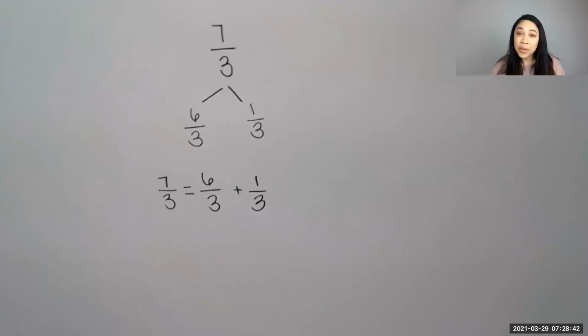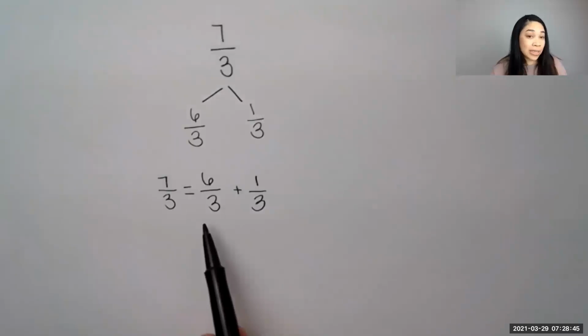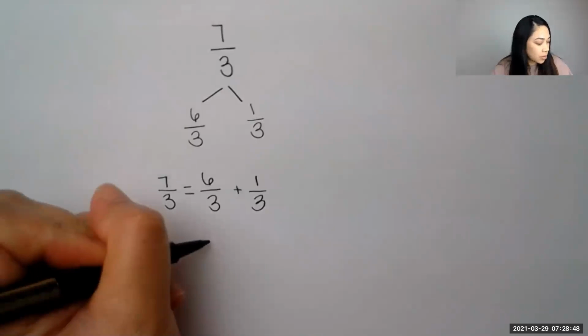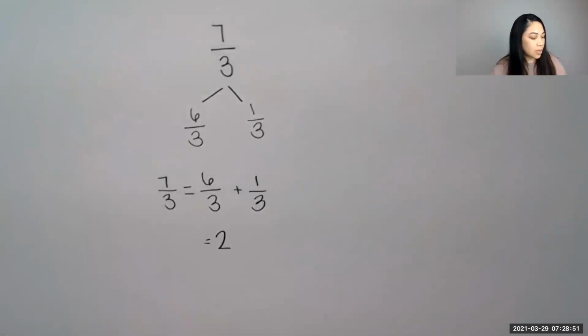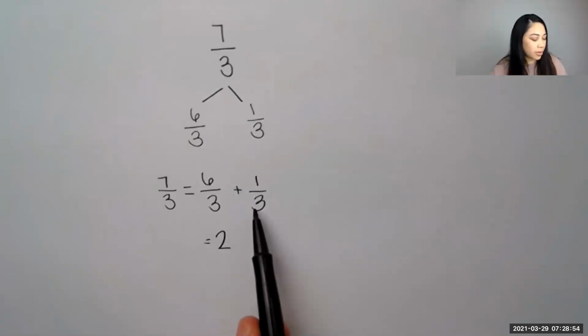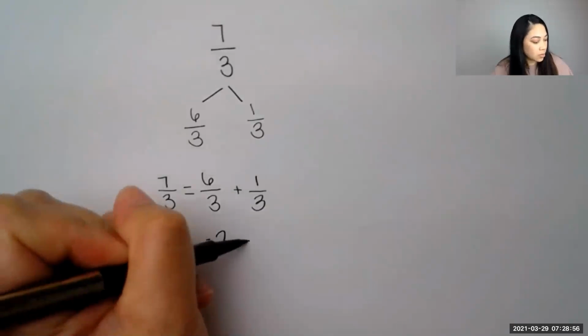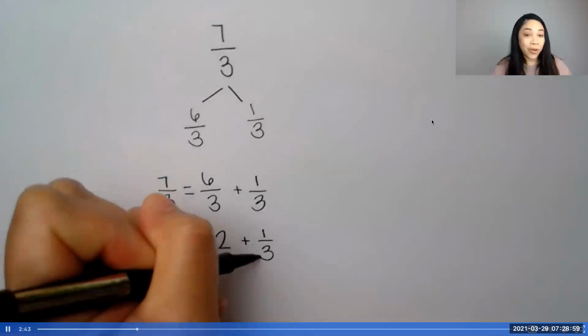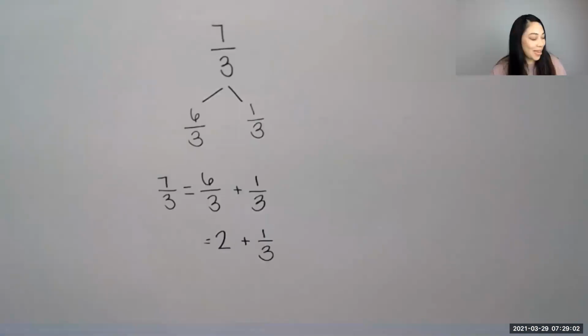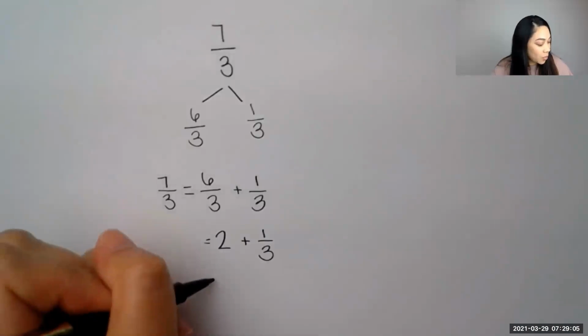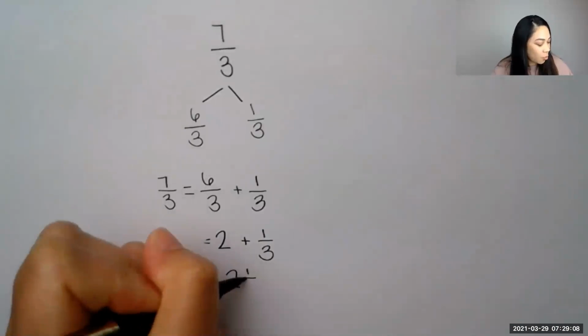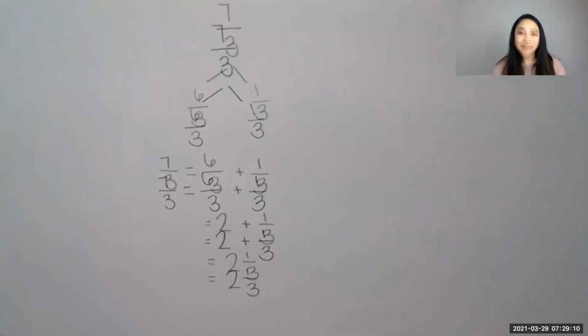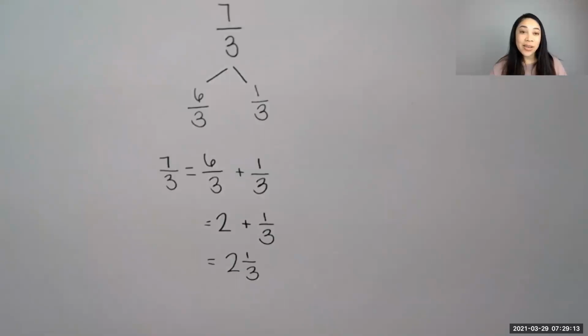Let's now rename using whole numbers. We know 6/3 equals 2. So 6/3 plus 1/3 is the same as 2 plus 1/3. We know that 7/3 equals 2 and 1/3. Let's use a number line to model this. Go ahead and on your paper, draw a number line with endpoints of 0 and 3.